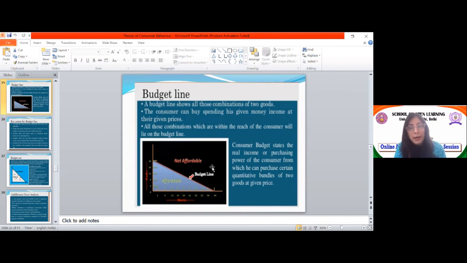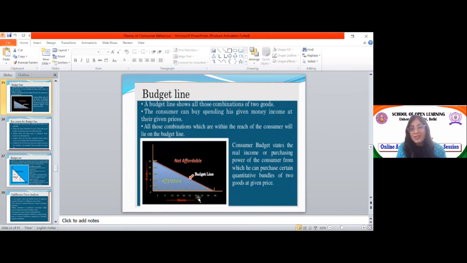So consumer can buy, expending a given money income at their given prices. All these combinations which are within the reach of the consumer will lie on the budget line. So whatever we want to actually exhaust our budget, whatever the point is here, like this point, this point, this point. So maybe this combination, maybe this combination, or this combination, we can purchase any combination on the budget line.